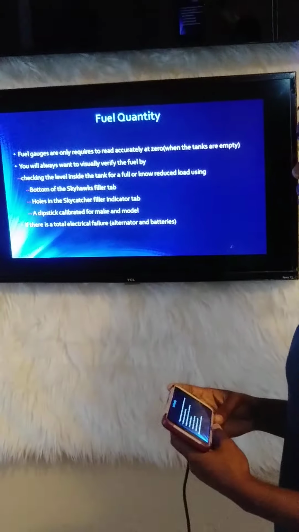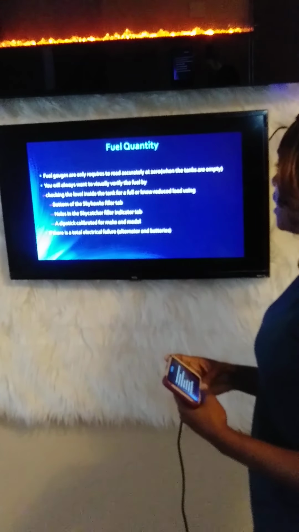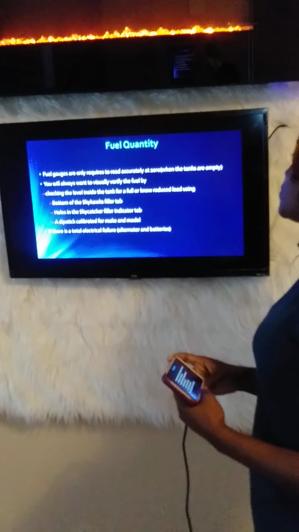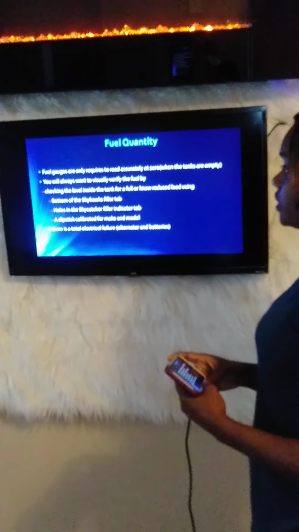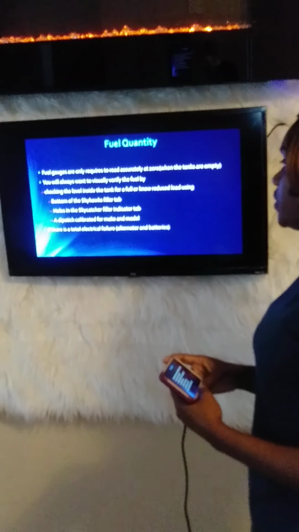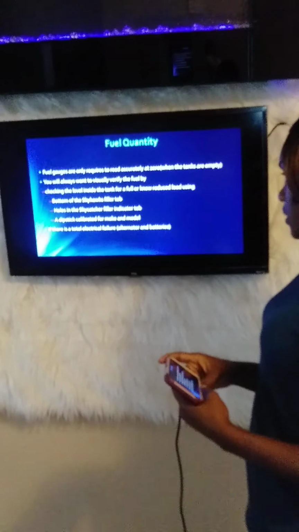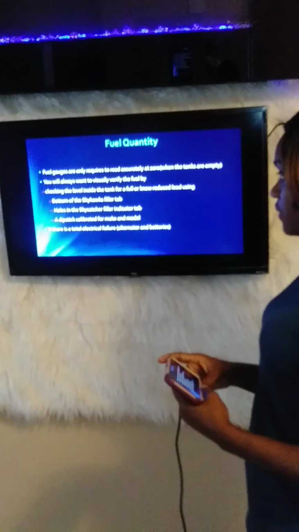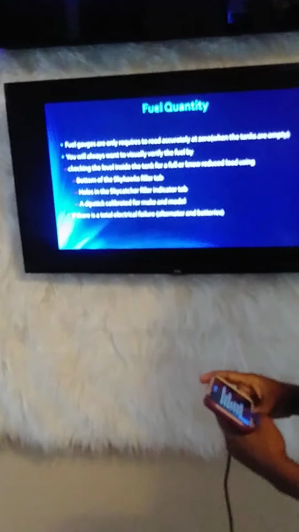Fuel quantity. Fuel gauges are only required to read accurately at 0 when the tanks are empty. You will always want to visually verify the fuel by checking the level inside the tank for a full or known reduced load, using the bottom of the Skyhawk filler tab, holes in the Skycatcher filler indicator tab, or a dipstick calibrated for make and model.